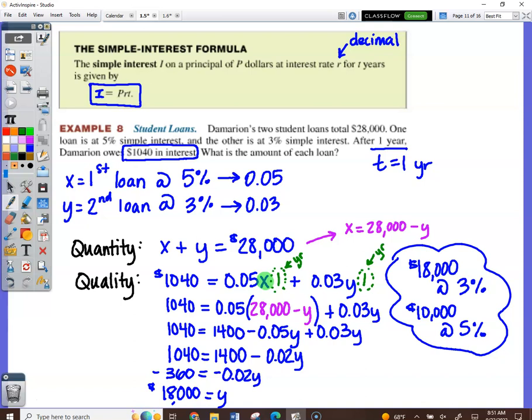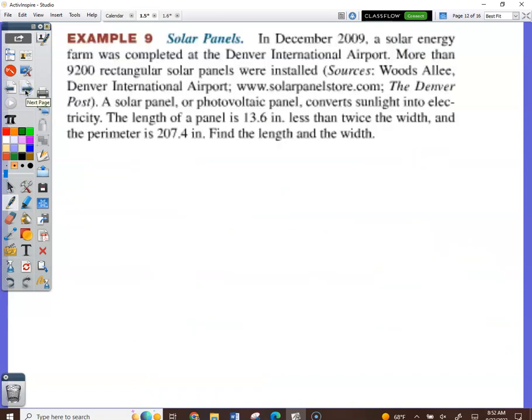So they took out an $18,000 loan at 3% and a $10,000 loan at 5%. And after a year, he owes $1,040 on top of the $28,000 that he borrowed. Does that make sense? Word problems, I think, bog everyone down. They're probably depressing in some cases. Let's go to the next one.